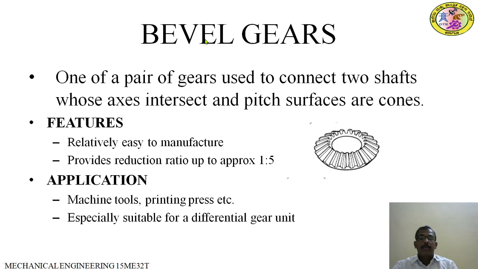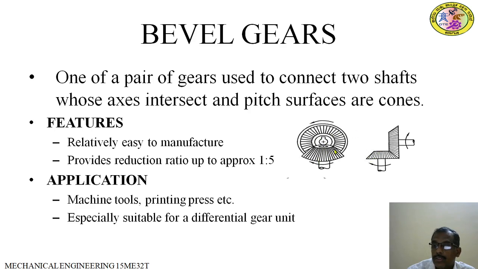Coming to the third important one, the bevel gear. What does a bevel gear mean? One of a pair of gears used to connect two shafts whose axes intersect, and the pitch surfaces are cones. You see here the pitch surface, no? They are making cones.